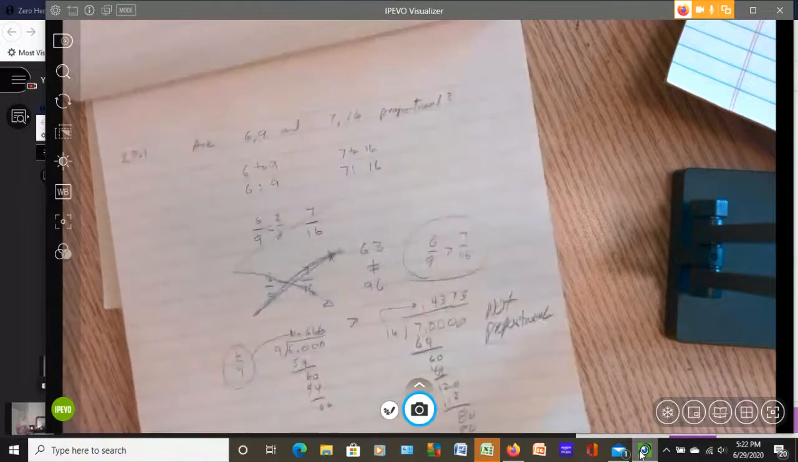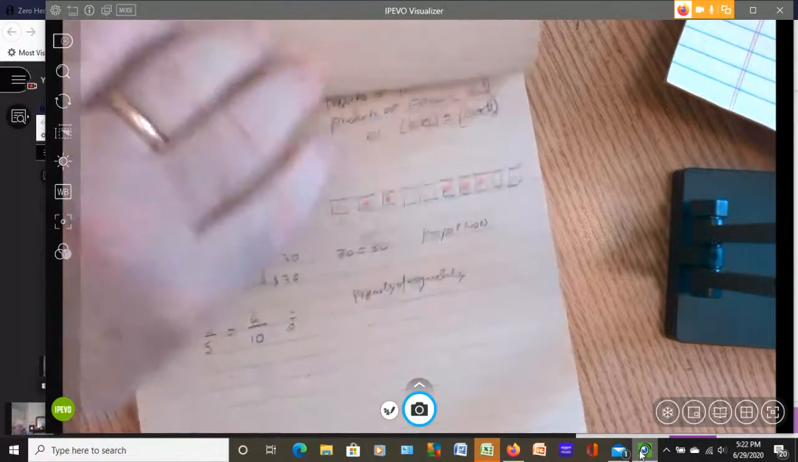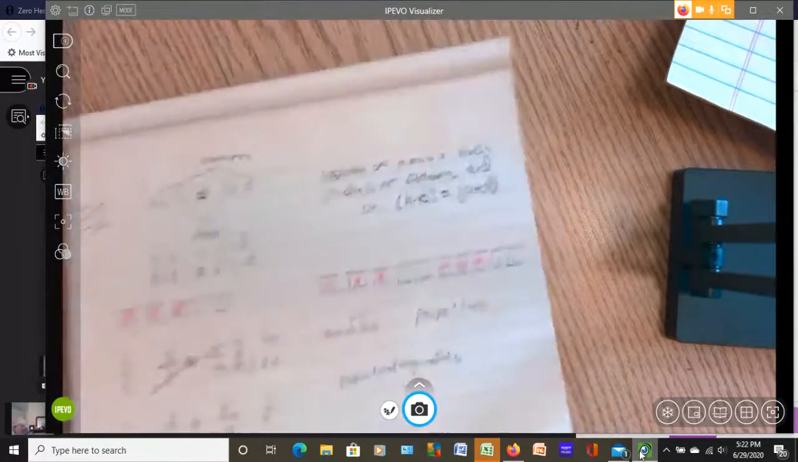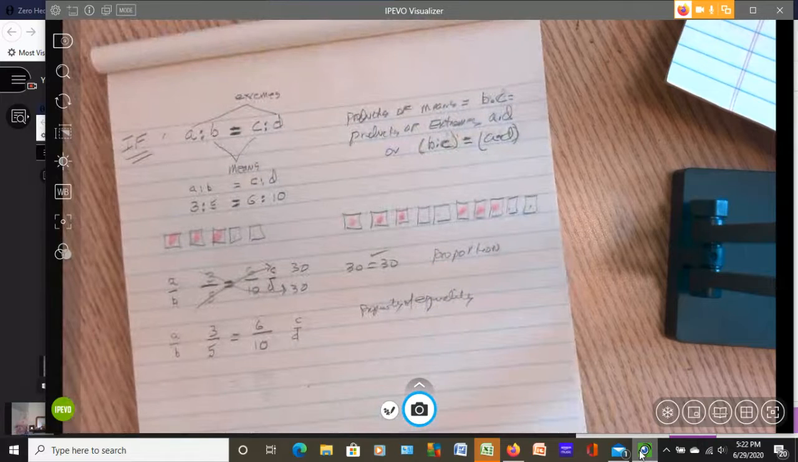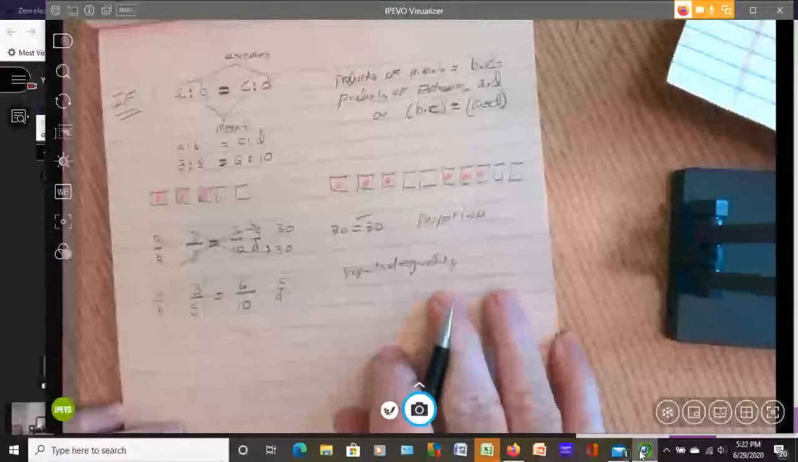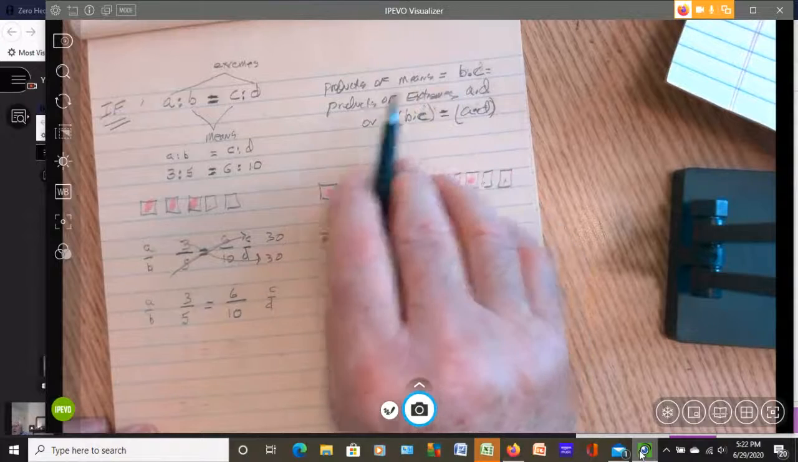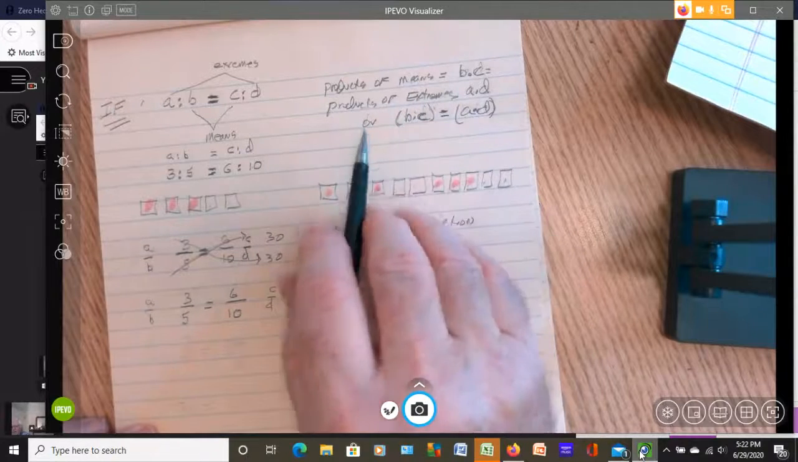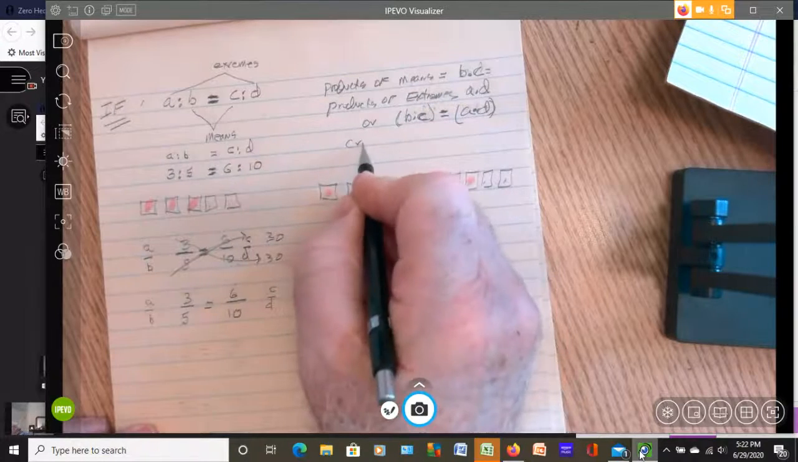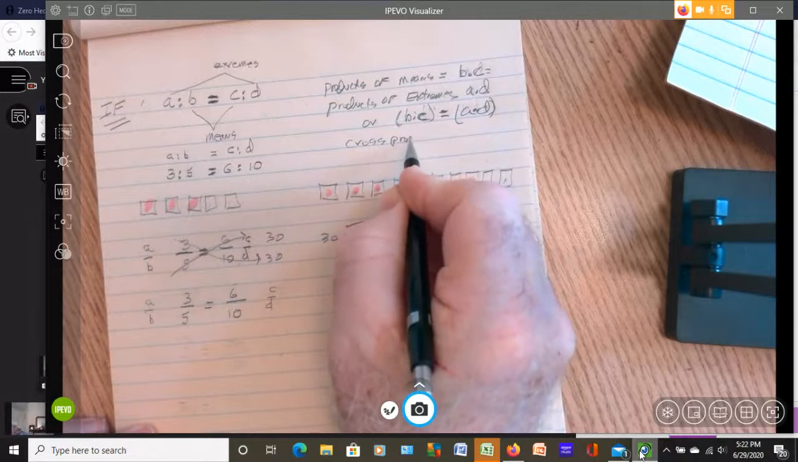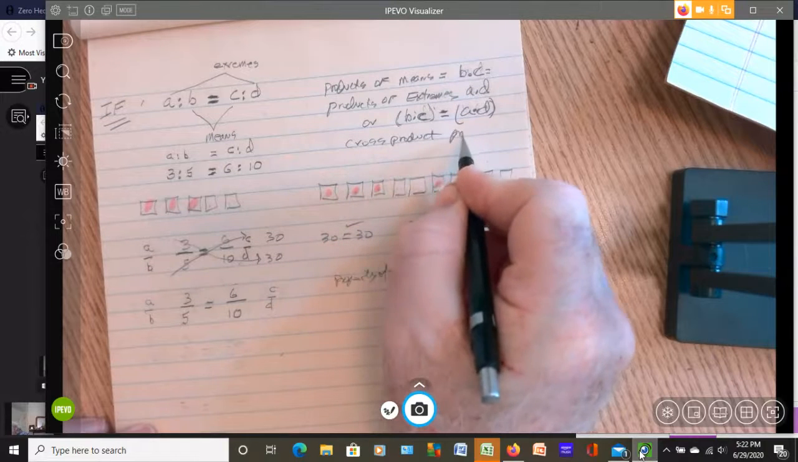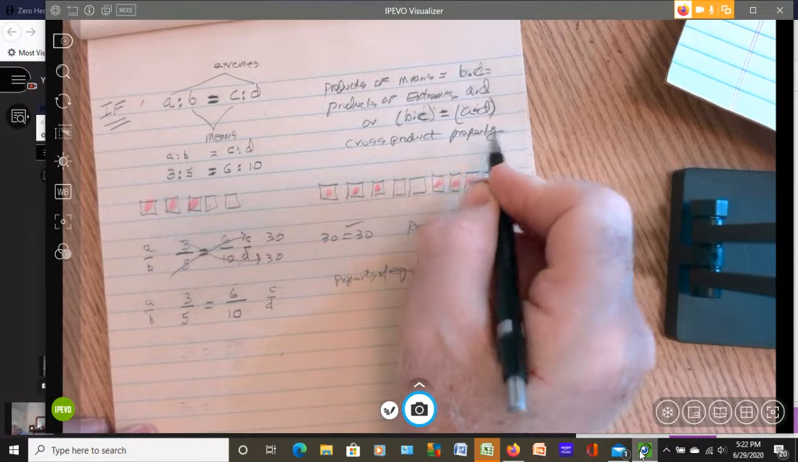All right, now what I want to do in this video is just briefly discuss this whole idea of the cross product property in terms of something called the product of the means is equal to the product of the extremes. And so that really is the cross product property.